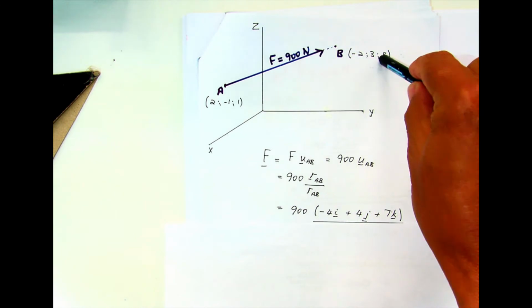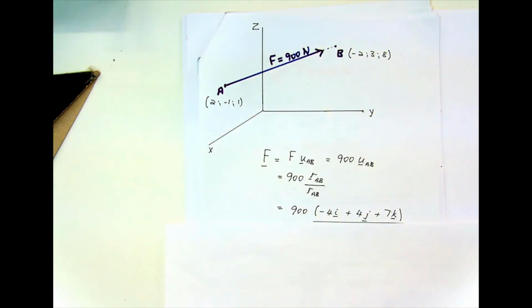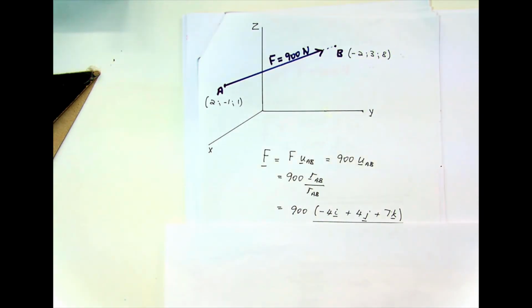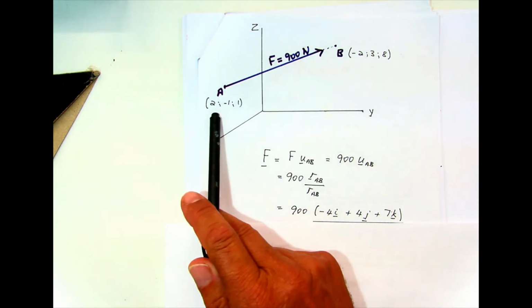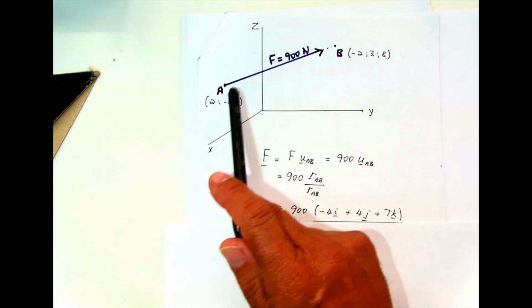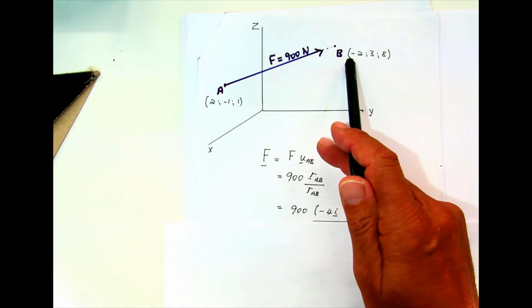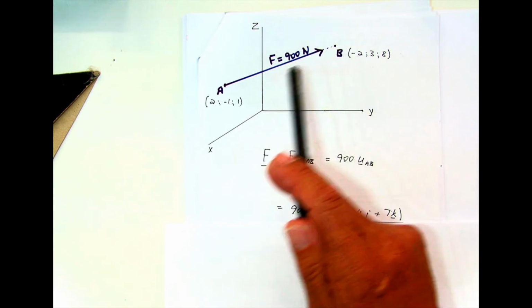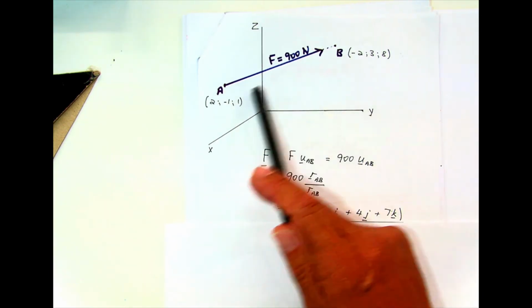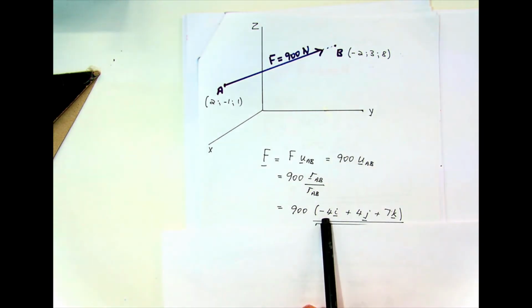So the final values minus the initial values. You can also see it like this. Let's say you were to walk from A to B. How far will you walk in the x direction? You're at plus 2 and you're going to minus 2. So you're going to walk 4 in the negative x direction. So here's a minus 4.